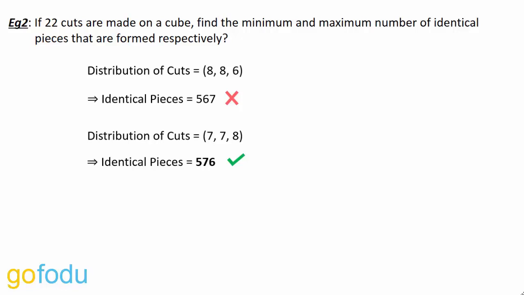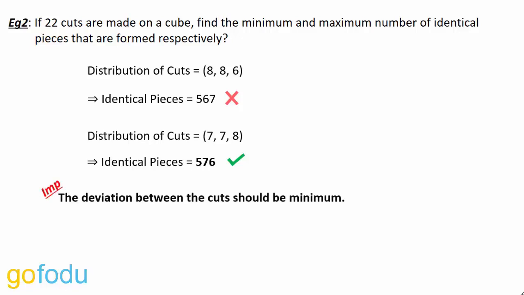The logic here is that to get maximum number of identical pieces, the deviation between the cuts should be minimum. The numbers should be as close to each other as possible. In the previous example also, where the number of cuts were divisible by 3, we applied this technique only. We made the deviation 0 between the cuts along the different dimensions.